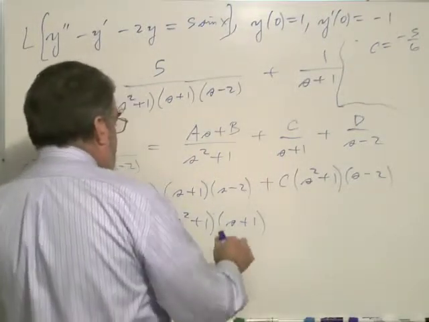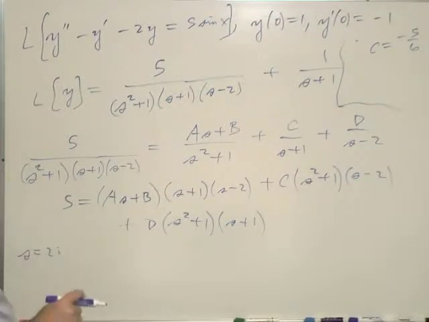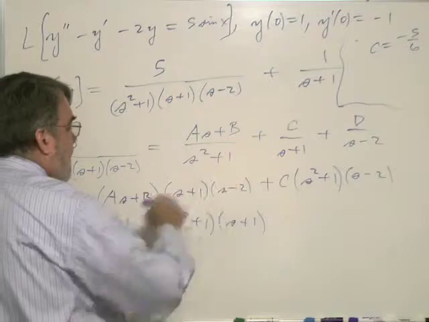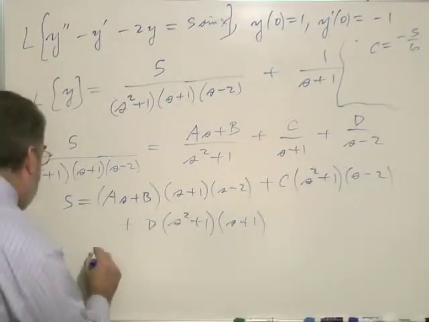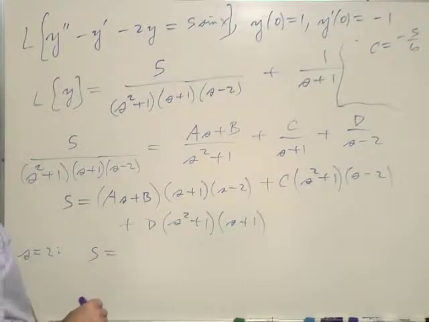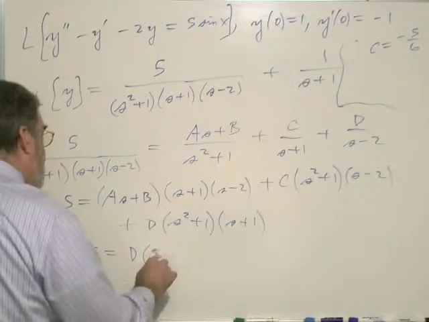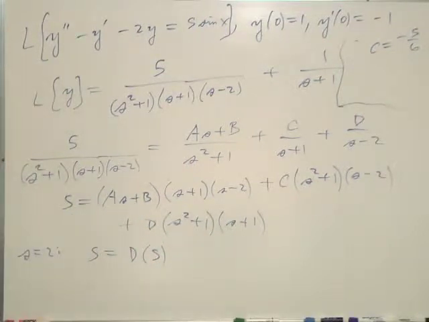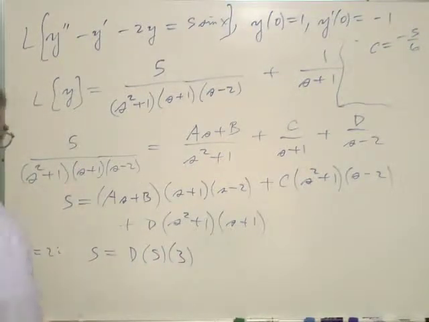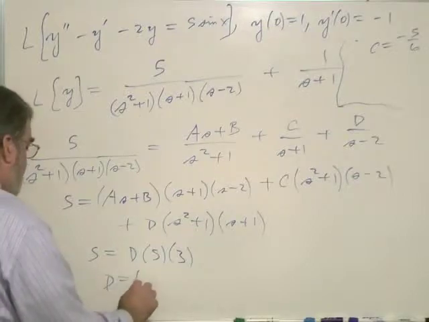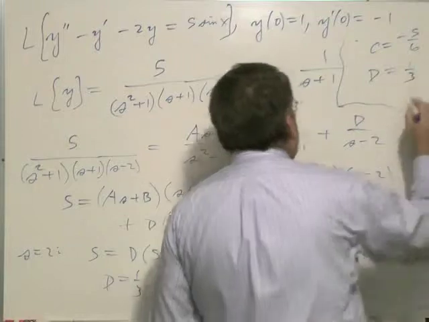Let's try positive 2. When s is equal to positive 2, then this term cancels off, and that term cancels off, but the d term is there. So we have 5 is equal to d times 2 squared plus 1 is 5, and then 2 plus 1 is 3. So I have d equal to 1/3. Okay, so d equals 1/3.